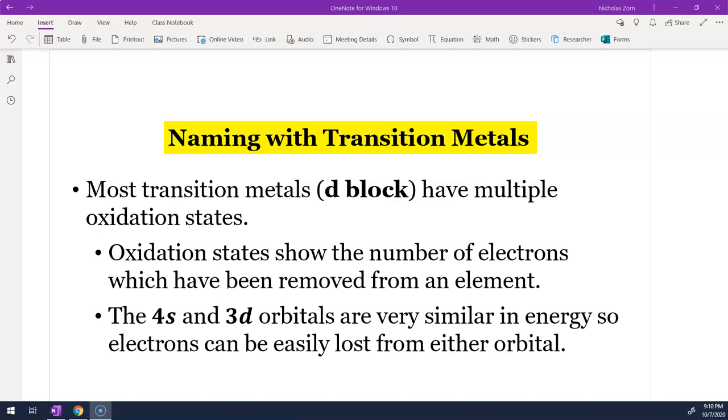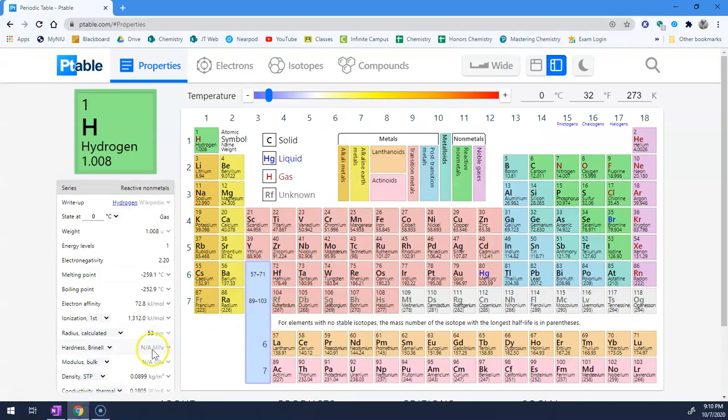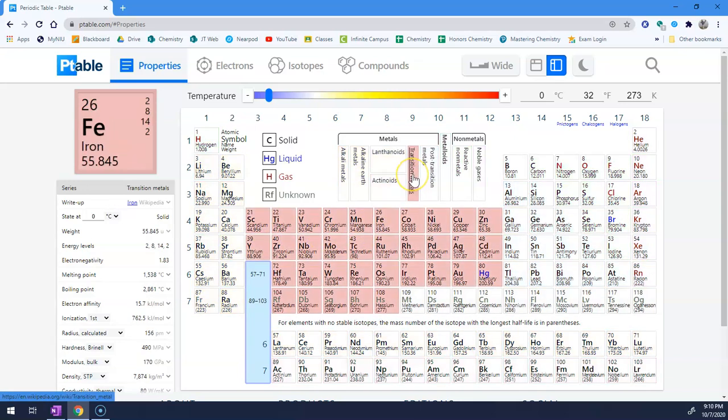So in this video, we're going to look at naming and writing formulas with transition metals. Well, first of all, what is a transition metal? Well, that's a great question. Let's take a look at the periodic table. So transition metals are pretty much these metals that we've ignored in the D block. We haven't really specified how many valence electrons they have, and we've just kind of pretended like they haven't been there on the periodic table. So now we're going to deal with these transition metals in terms of formula writing and naming.